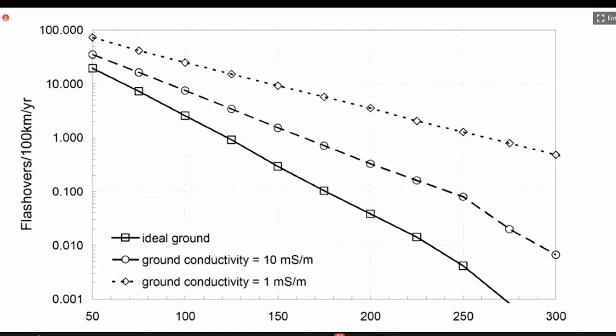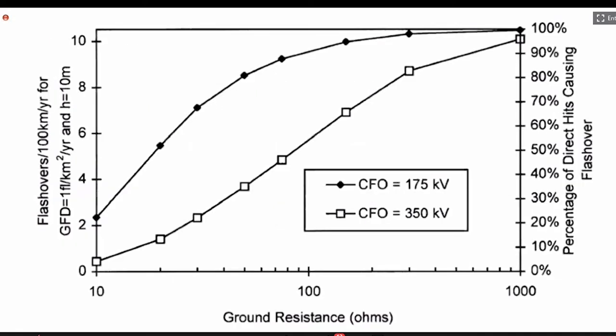Now this diagram shows you what would be the CFO of our insulators depending on the ground flash density on the distribution line. So you see that when the number of flashes increases, the CFO value also will increase, and the three curves are referring to the ground conductivity. And also this will give you the ground resistance with the flashes per 100 kilometers per year. And you can see that when the ground resistance increases, the percentage of direct hits causing flashover also increases. You look at the right-hand side.